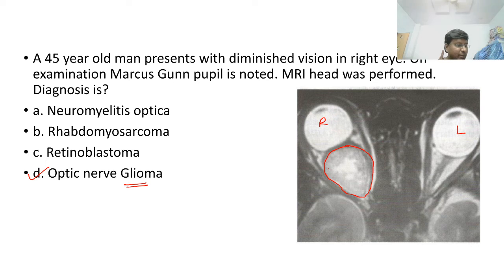But one point where most students get confused is about the Marcus Gunn pupil. Marcus Gunn pupil is seen in case of neuromyelitis optica. Neuromyelitis optica is also called Devic's disease, and this is one of the variants of multiple sclerosis.